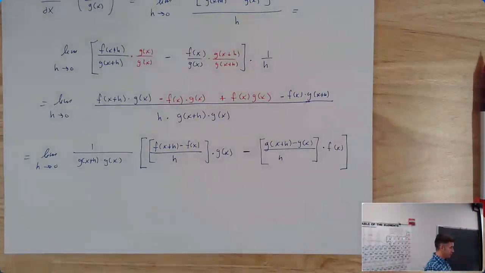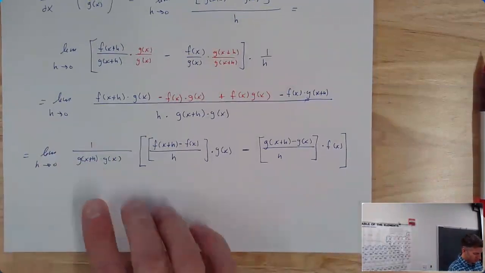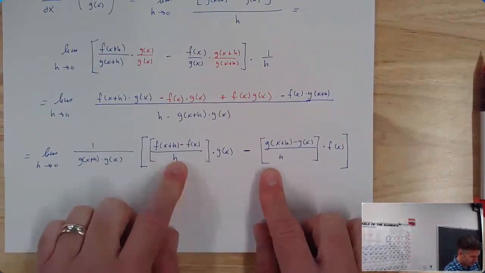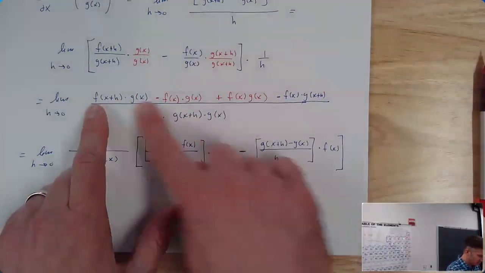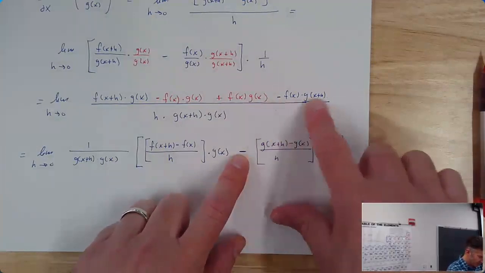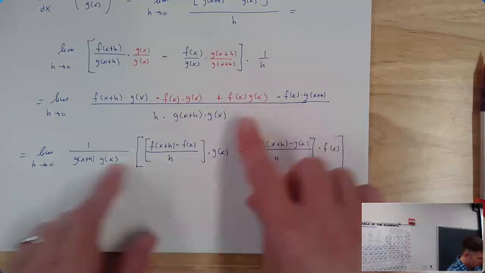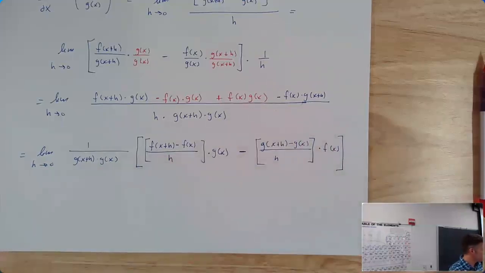So I'll point out before there are questions, we could totally write this as one big fraction. If I wrote this as one big fraction, the denominator would be h, and the top would be f of x plus h times g of x minus f of x times g of x. Cool, that's that part right there. And then minus g of x plus h times f of x, that's that part there. Minus, so plus g of x times f of x, which is that part there. And we'd also have g of x plus h times g of x in the denominator. So totally the same.